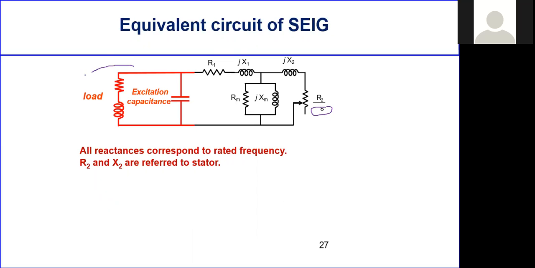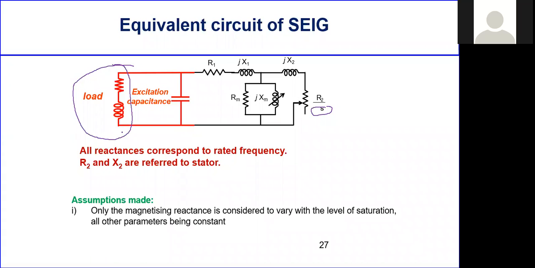The reflected load, the power electronics along with the DC load or AC load, is reflected as a resistance and inductance. All the reactances correspond to the rated frequency. The important thing to understand here is that the output of the stator is variable voltage and variable frequency. It is an unknown parameter, and this variable frequency also reflects in the magnetizing reactance.